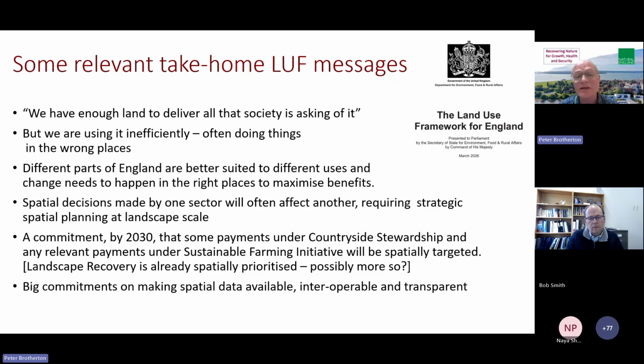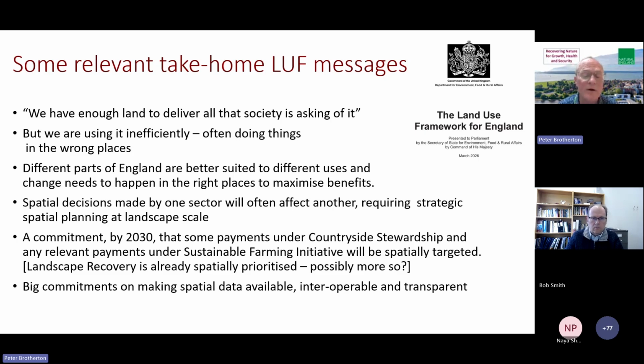It also emphasises integration. Spatial decisions by one sector often affect another. Again, perhaps that's obvious, but this is really saying we need to do this planning together, and that's what Bob talked about earlier. Let's bring the different needs that we have of an area together in the same place to make the right decisions. It makes a commitment that by 2030 some payments under Countryside Stewardship and relevant payments under the Sustainable Farming Initiative will be spatially targeted. That again will be a big change.